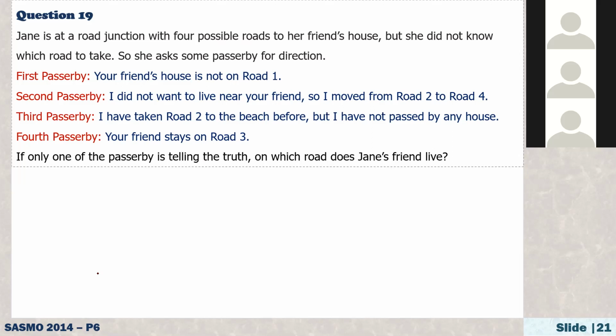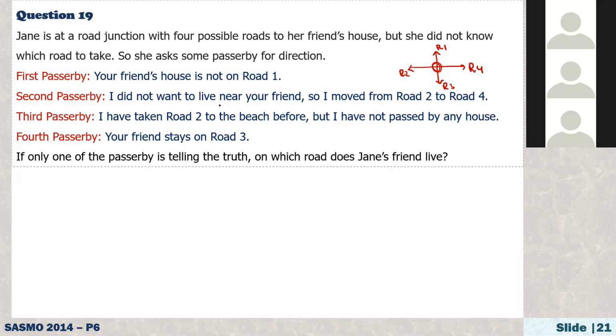So now Jane is at the road junction with 4 possible roads to her friend's house. What do we mean by this? Here he was walking, right? And here we have 4 roads: this direction, this direction, this direction, and this direction. And all of a sudden, he was here, and he doesn't know where to go. And one guy was just passing by, and he just stopped and asked, "Do you know where my friend lives?" And he said that your friend's house is not on road 1. And let's say this one is road 1, this one is road 2, this one is road 3, and this one is road 4.